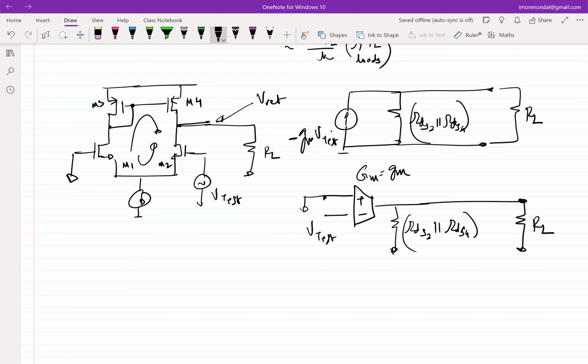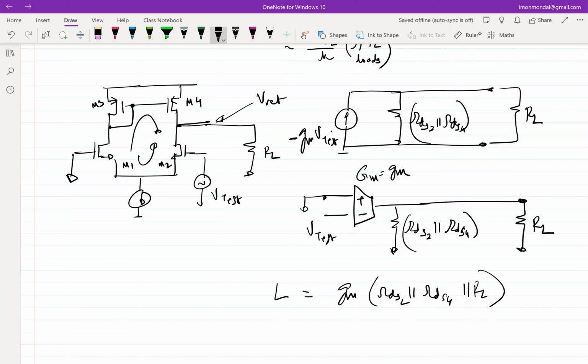Okay. So you get the same thing. You get the loop gain to be. So in this case, L is GM times RDS2 parallel RDS4 parallel RL. So if this becomes close to unity, your loop is not working. At least not working as per expectation.